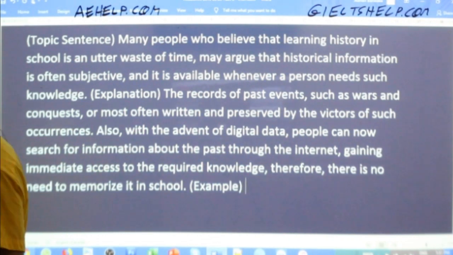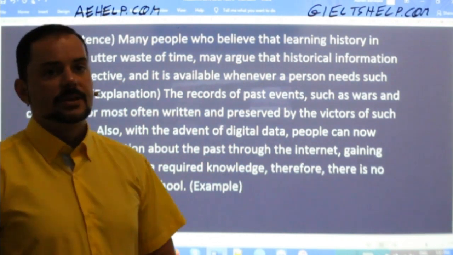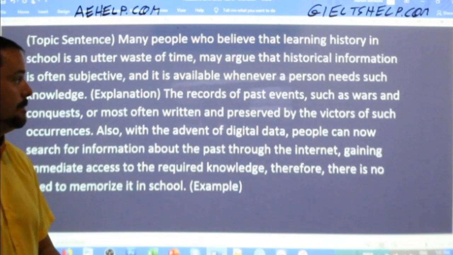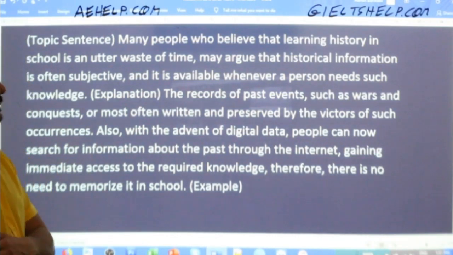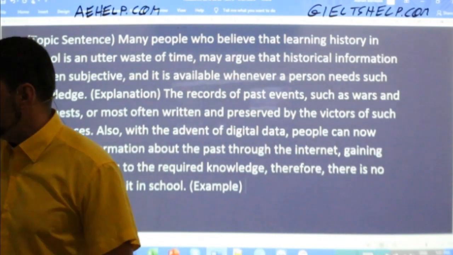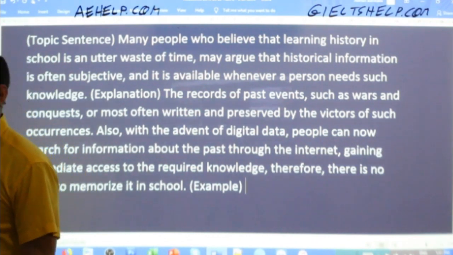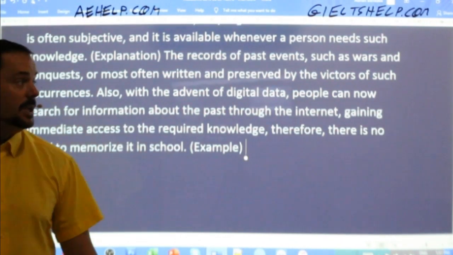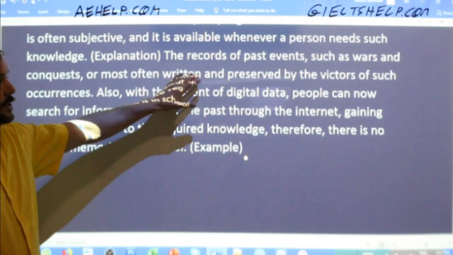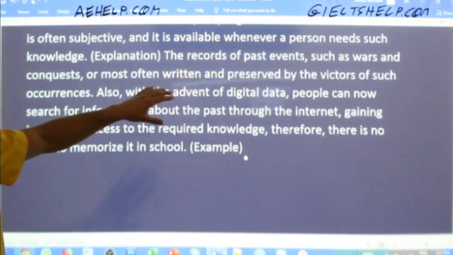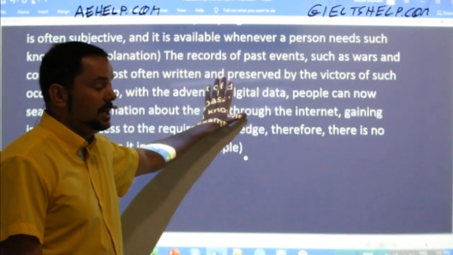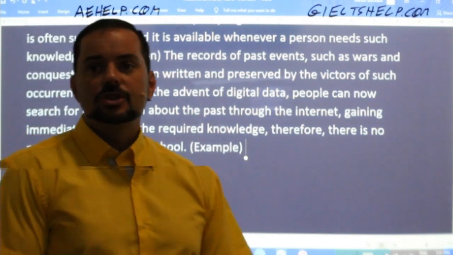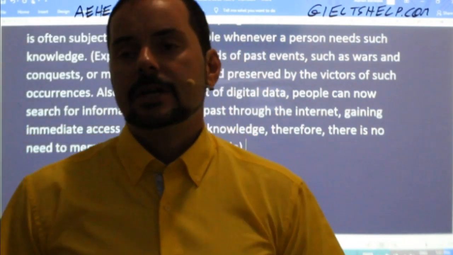Now, I'm going to avoid jumping the gun here and giving you an example. I'll leave that to you. Can you give me a good example for this explanation of the subjective records of history and that they are available anywhere? Okay, I'm sure you can come up with some very clever examples for that.